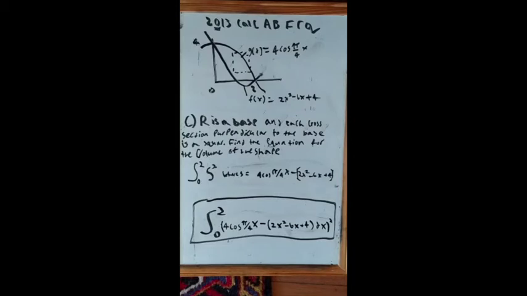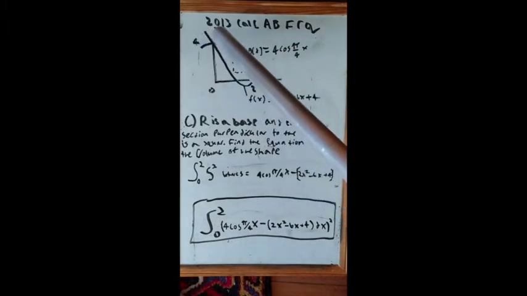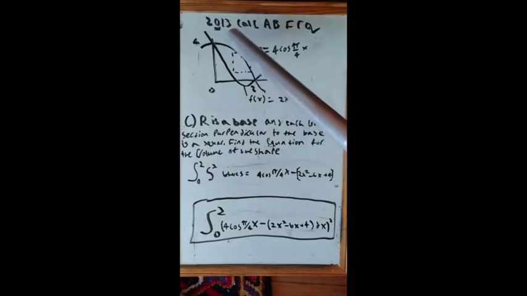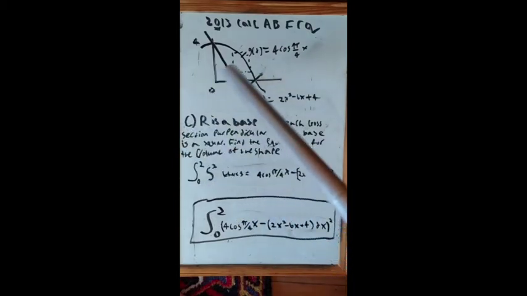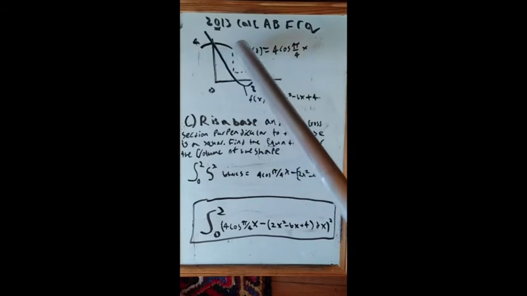Okay, so the final part of this FRQ is part C. Part C tells you that R is the base of a solid and that each cross-section perpendicular to the x-axis is a square. Find the equation for the volume of the shape. So what the shape is going to look like is you have your R area, and the distance between g of x and f of x is going to be a side of a square. So you're going to have a bunch of squares that look kind of like this.